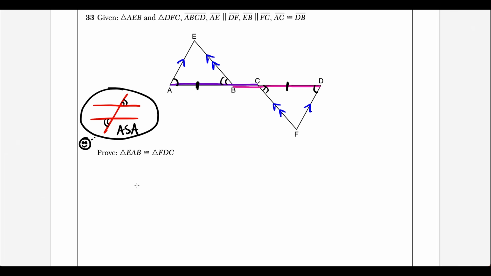So now that we've got everything mapped out, let's go ahead and write this proof. And the first thing you have to write in all of your proofs are the givens. If you just write the givens, you don't get any credit for that. But if you skip the givens, you're going to lose credit.